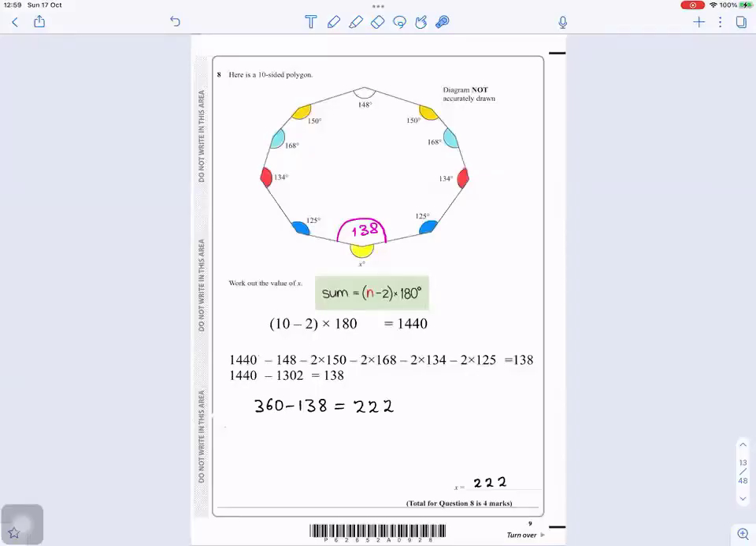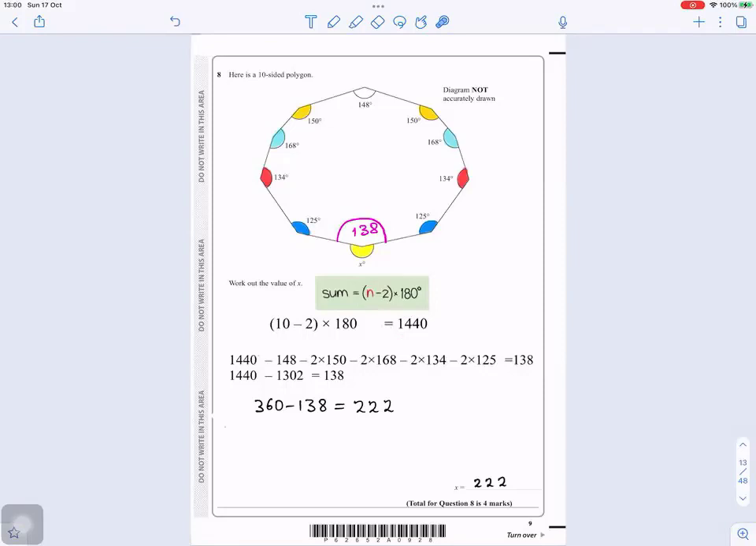Question number 8. Here is a 10-sided polygon. Work out the value of x. So the sum is equals to n minus 2 in bracket times 180 degrees. 10-sided, n is 10. 10 minus 2 is 8. 8 times 180 gives you 1440.